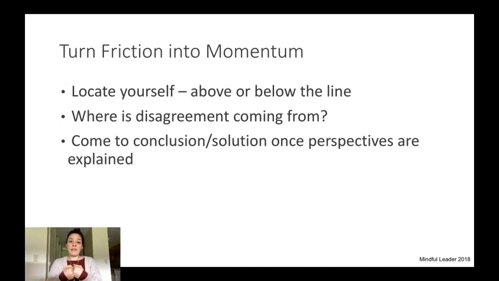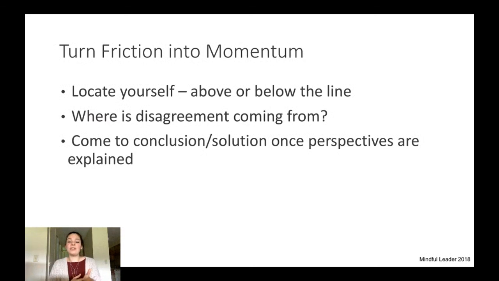So, in summary, in order to resolve conflict consciously, you want to turn the friction from the debate that you would otherwise have into momentum from the dialogue that the conversation would turn into. So the first thing is to locate yourself. If you're below the line, and again, it's appropriate, maybe tell the person, hey, I'm really not in a good headspace to have this conversation, but it's important to me. Could we do this another time? Once you're having the discussion, find the source of the disagreement, and then come to a conclusion or solution once your side of the story is explained and their side of the story is explained as well.